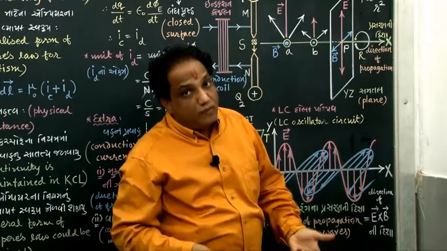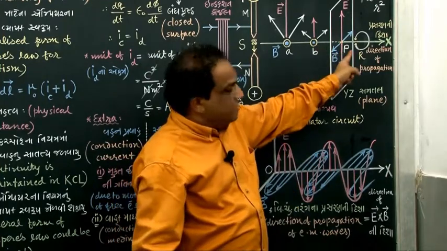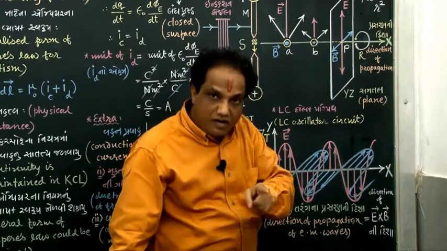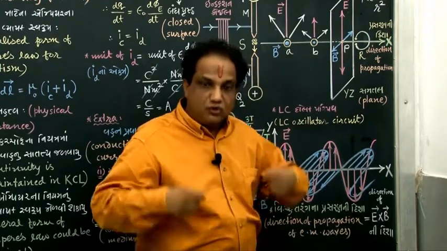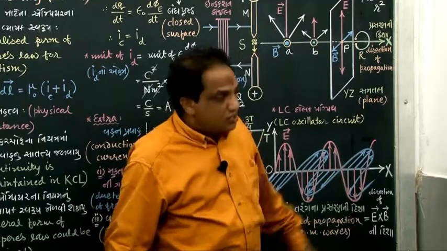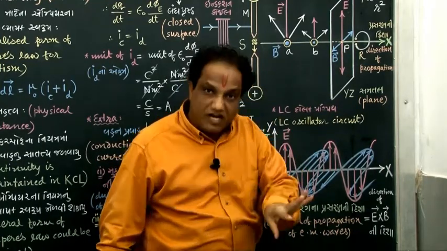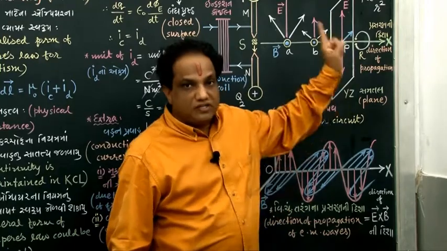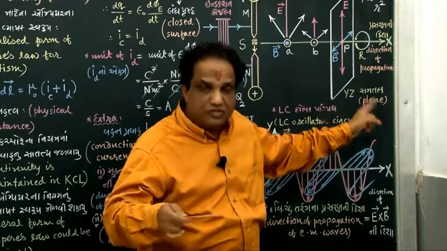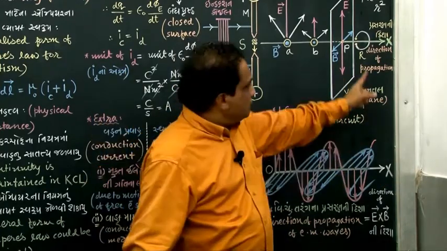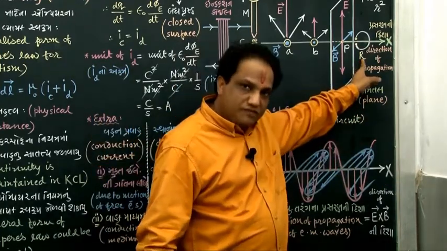Then he had to believe that here there must be induced EMF. It is because of a time varying magnetic field, and the time varying magnetic field is due to a time varying electric field. So here both the fields are present, electric field as well as magnetic field. That's why he had proved the existence of electromagnetic waves indirectly using this ring. Got it? Fine.